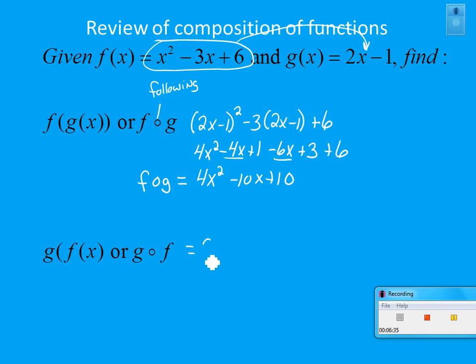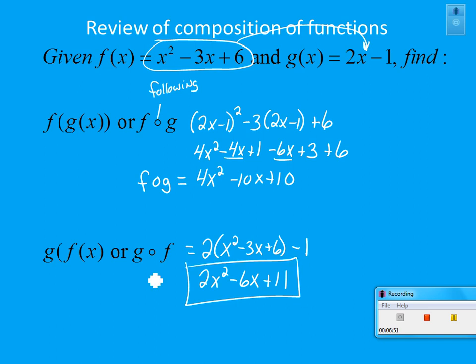So it's going to look like this: 2 times the quantity x squared minus 3x plus 6, minus 1. So I've got 2x squared minus 6x plus 12 minus 1, so plus 11. So there's a real quick review of the composition of functions.